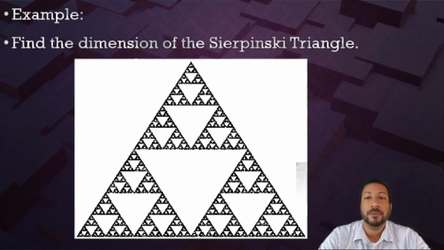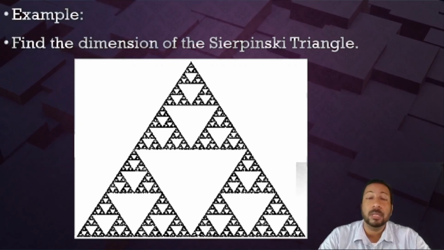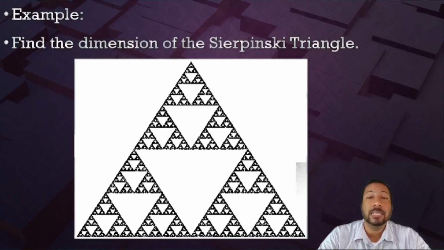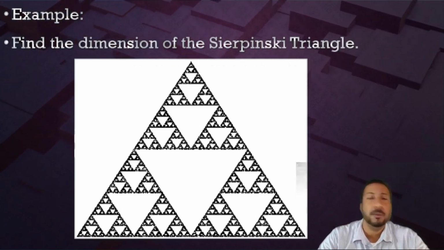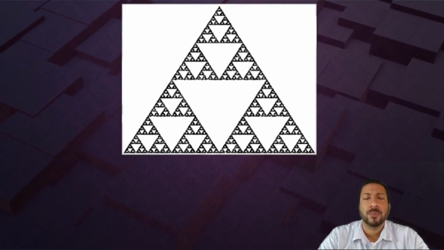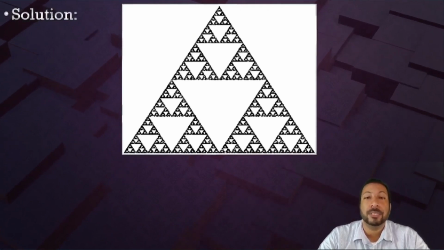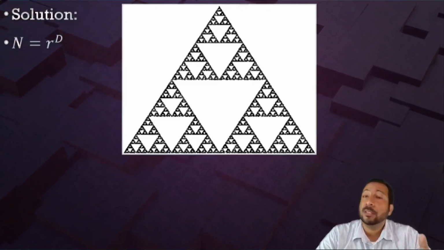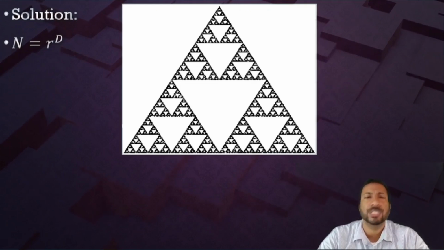So here, this fractal is known as the Sierpinski triangle, which is made by starting off with an original triangle, joining the midpoints of all 3 sides, removing that middle triangle, and repeating those steps infinitely for all remaining triangles. So, what is the dimension of this particular fractal? Well, we know our formula is n equals r to the d. N is the number of copies, r is the scaling factor, and d is the dimension.